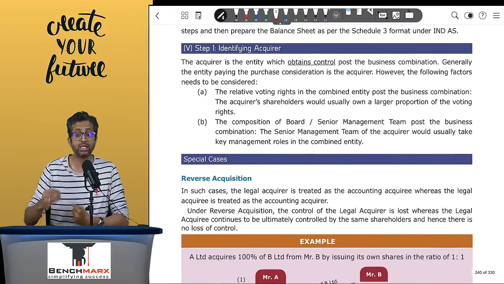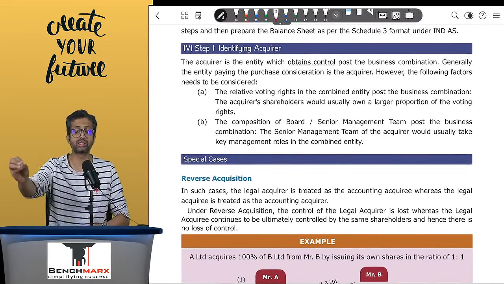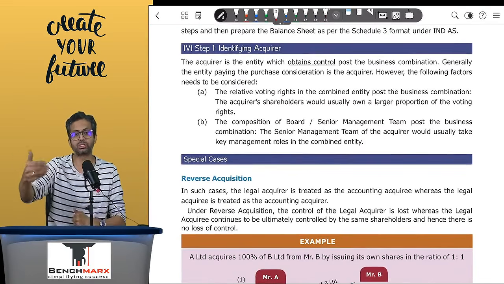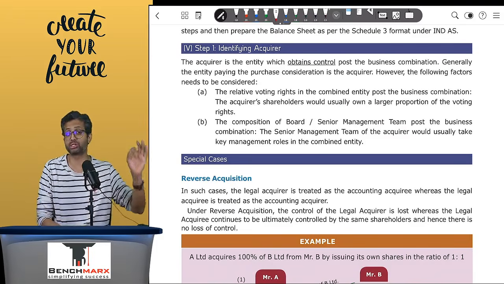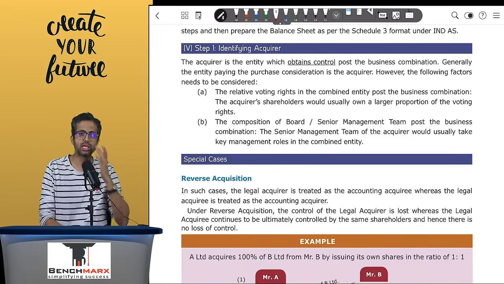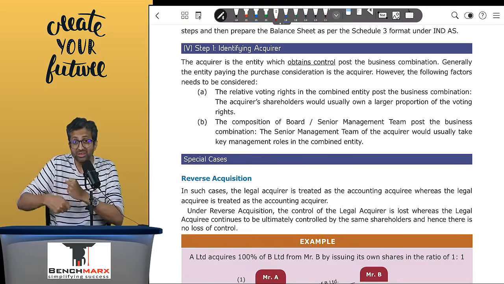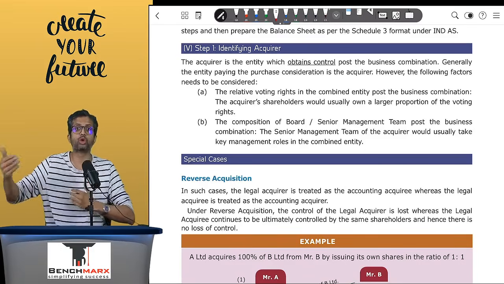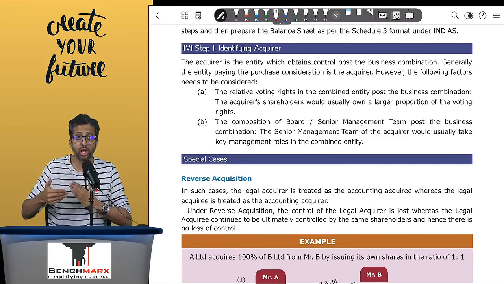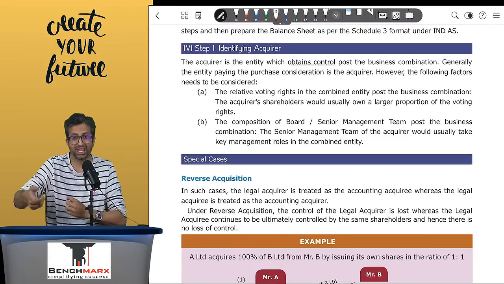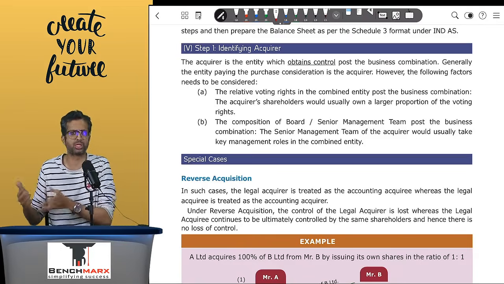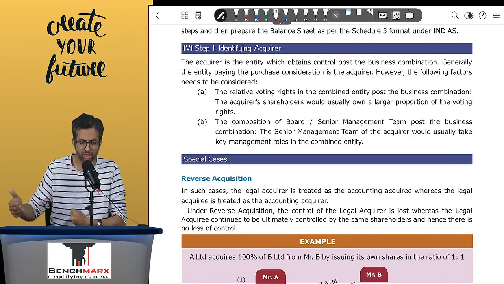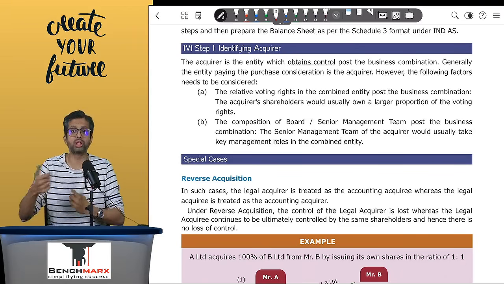Step number 1 involves identifying the acquirer. Acquirer is a person, as we said, who obtains control post the acquisition. Typically, one can say that this is a person who pays the PC. However, there can be certain cases of reverse acquisition. In cases of reverse acquisition, it might happen that whoever is paying the PC, that is the legal acquirer, may not necessarily obtain control post the acquisition. Hence, in such a case, the legal acquirer who is paying the PC actually becomes, from an accounting perspective, a target or an acquiree. And the legal subsidiary or the target or the acquiree can become the accounting acquirer.